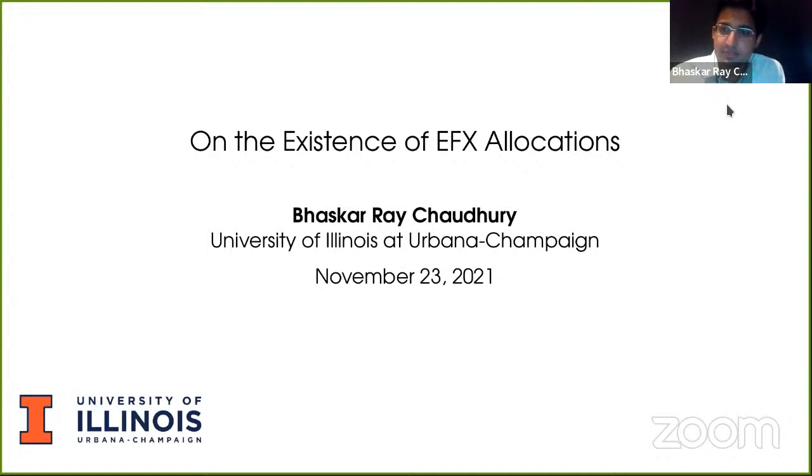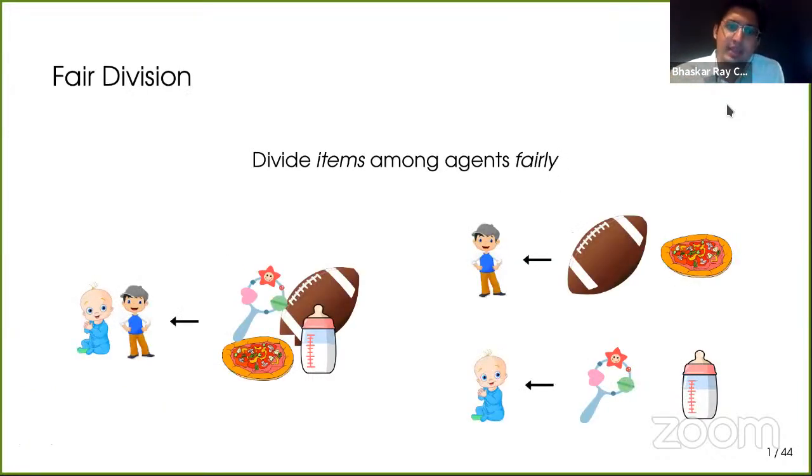So EFX allocations is a very central concept in fair division. I would first start by explaining a generic setting of a fair division problem. Typically in an instance of fair division, you have a set of agents and a set of items, and you want to divide this set of items among the set of agents in a fair and efficient way. Of course, when I introduce a problem like this, there are multiple layers of ambiguity as to what I mean by the items and what I mean by a fair and efficient manner. But these things will become more precise as the talk progresses.